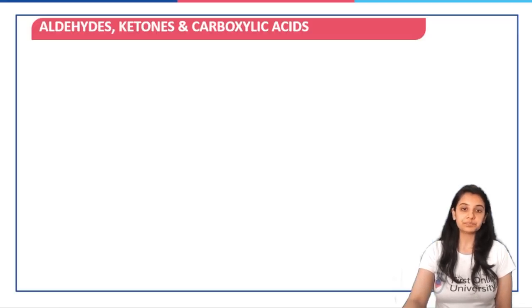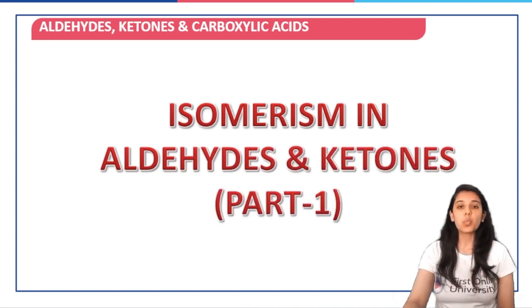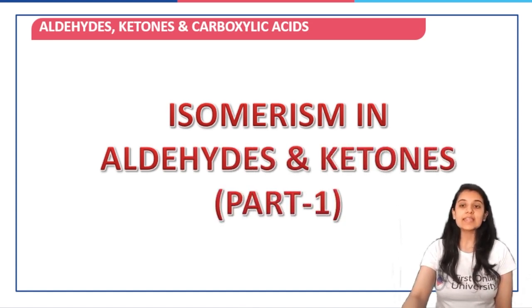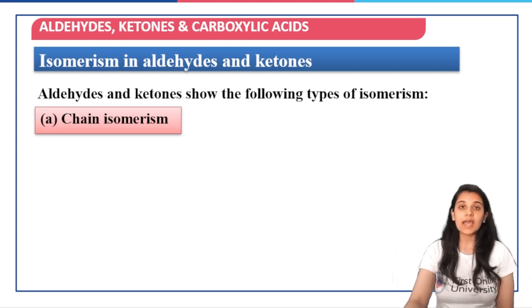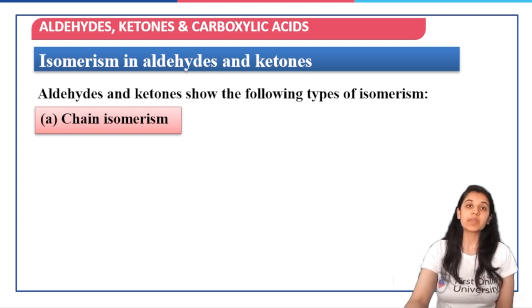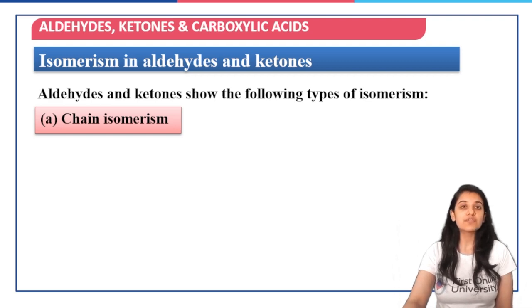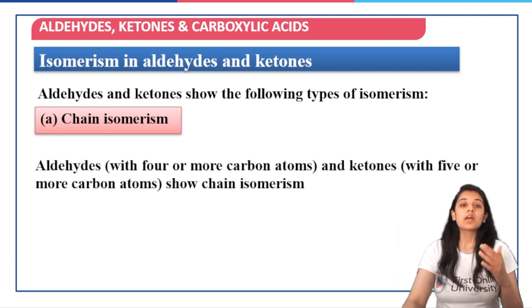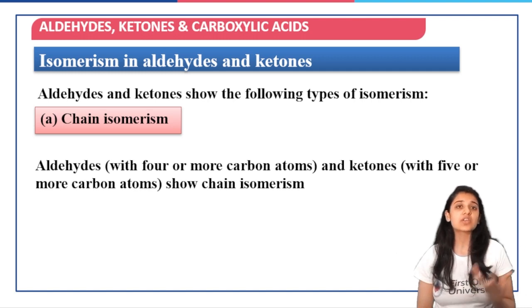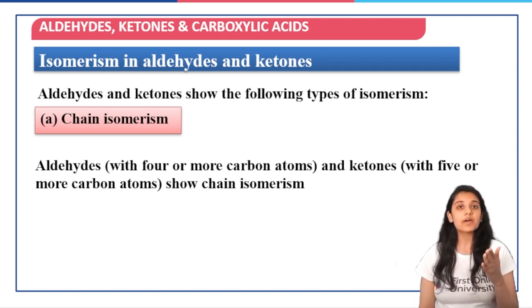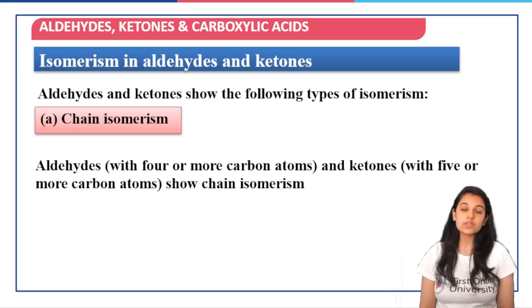Let us start with part 1 of isomerism in aldehydes and ketones. Now, we have already seen that there are different types of isomerism that exist, can be structural or stereoisomerism. When we talk about structural, we have different types like chain isomerism, linkage, ionization, hydration, and so on and so forth. So when we talk specifically about aldehydes and ketones, we will be discussing each of these isomerisms in detail.